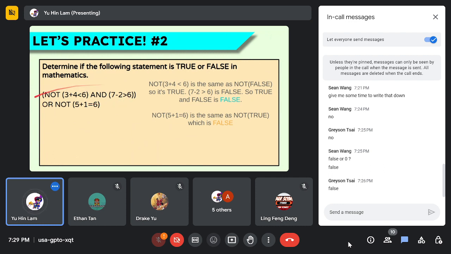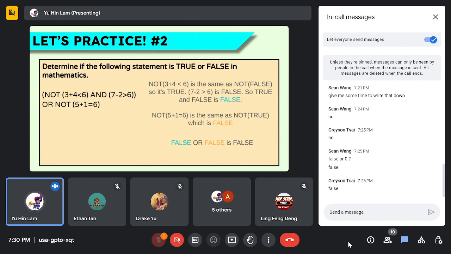So our first part gave us a false. Now let's move on to our second part. We first do our math operator, which is 5 plus 1 is equal to 6. And this is true. So this is the same as not (true). Because we have a not on the outside, it would just turn it into false. So then in the end, we have false or false, which would just return us false, since in order for or to be true, it has to have at least one true.